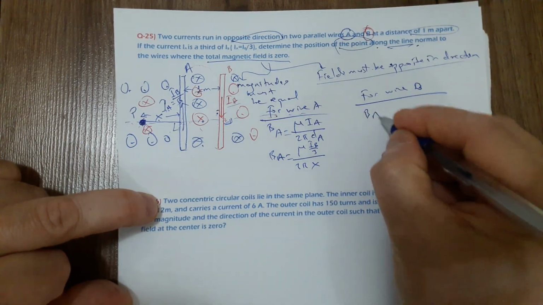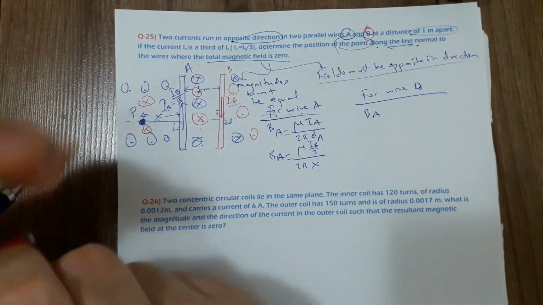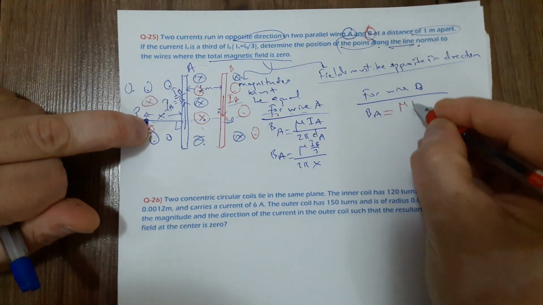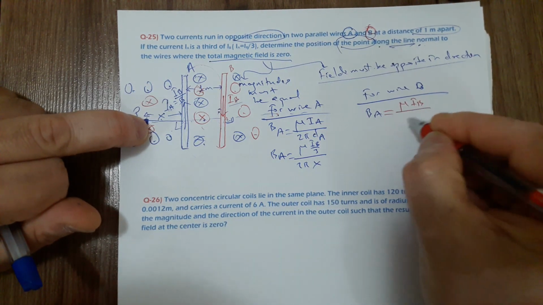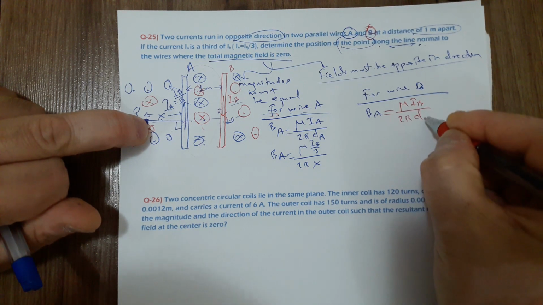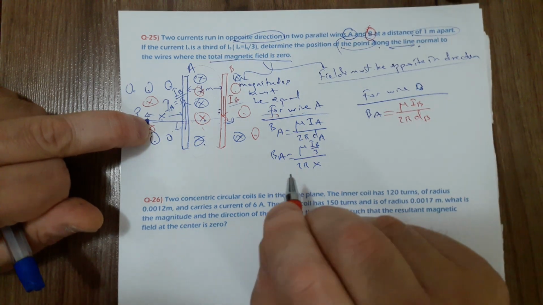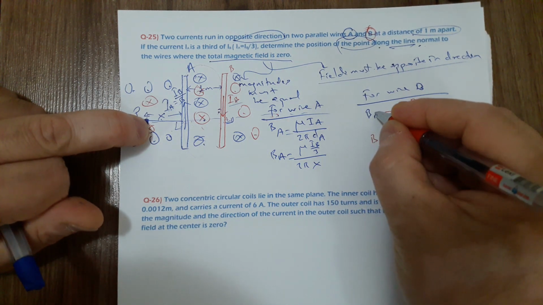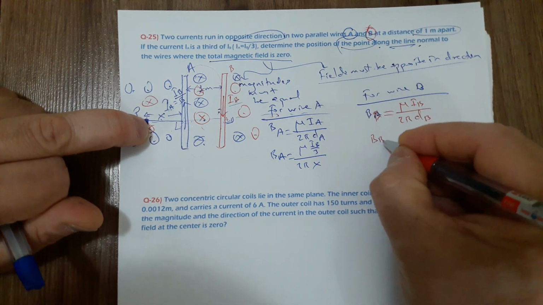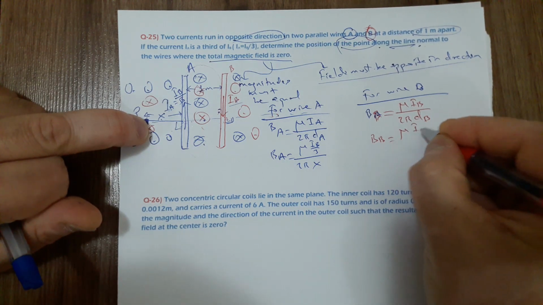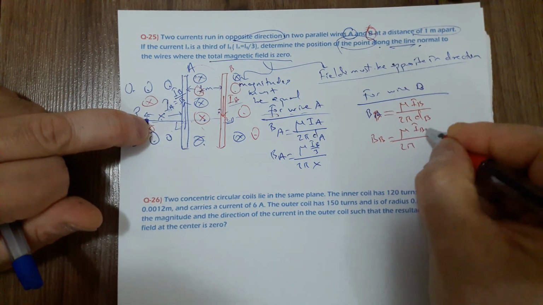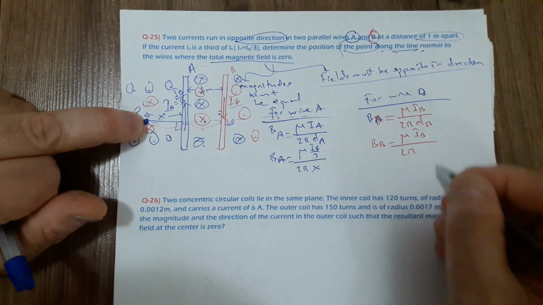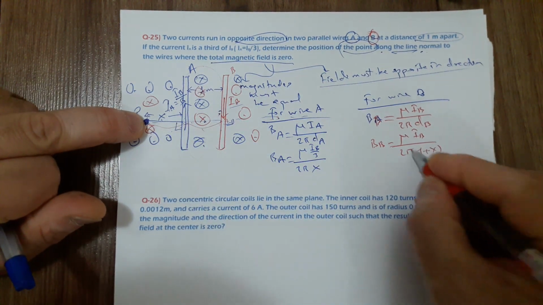So the magnetic field of wire B at this point P is equal to mu I_B over 2 pi times the distance of wire B to the point. So let's write the given. Magnetic field of B: mu I_B over 2 pi times the distance from the wire to the point, which is 1 plus x.